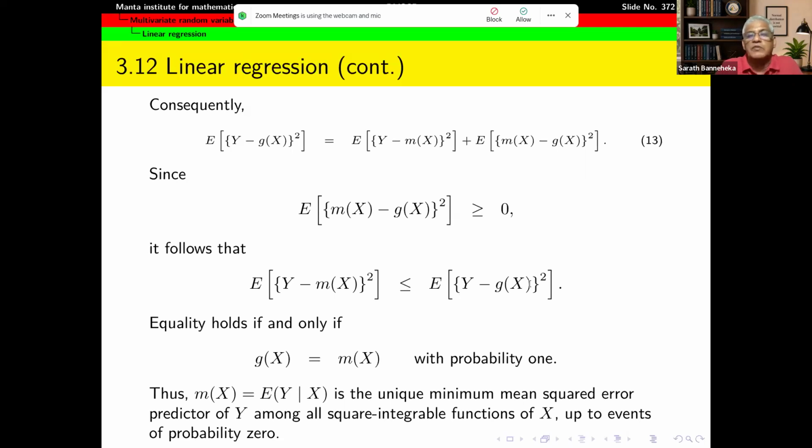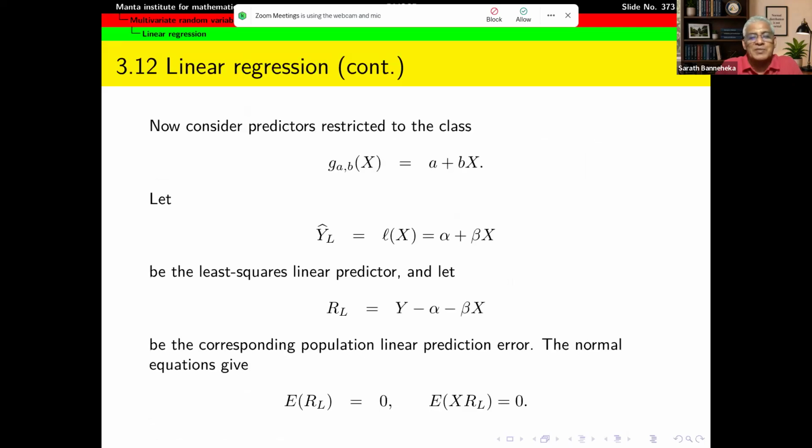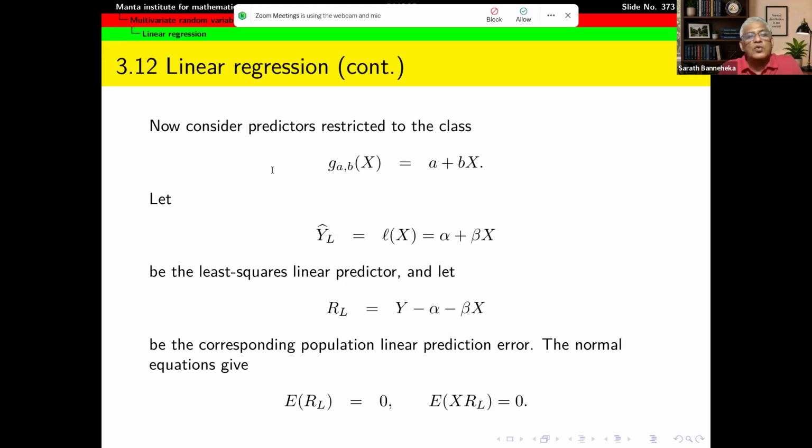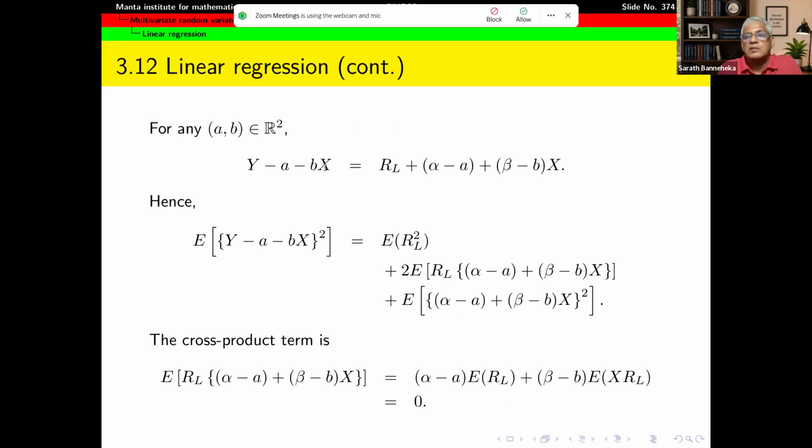Actually, this is a previous one. I have gone to the previous one by a mistake. So this is where I was. Here I'm considering the linear least squares predictor. So for any a, b, y minus a minus bx can be written as this. Earlier we were considering a restricted class here. So y minus a minus bx, let's consider that difference. Y is the random variable, and this is the predictor that we are considering, a member in the particular class of linear predictors. So you can write it as this.